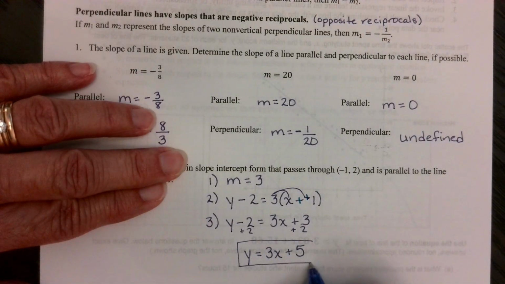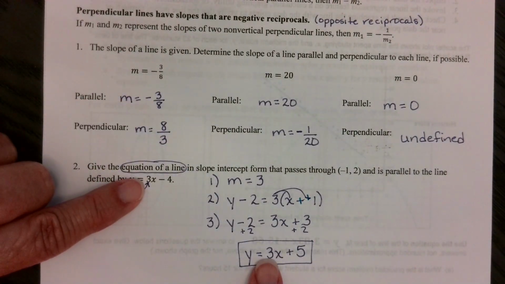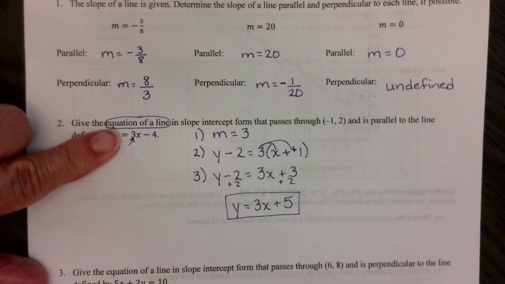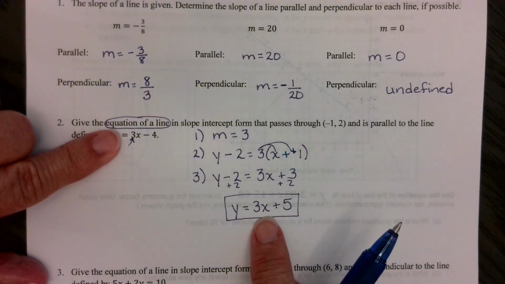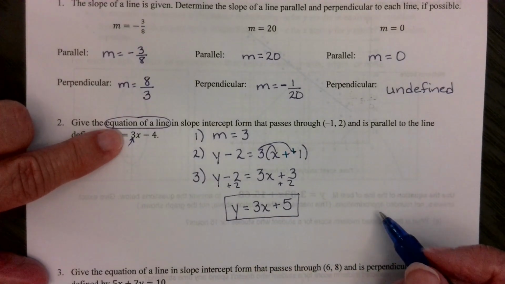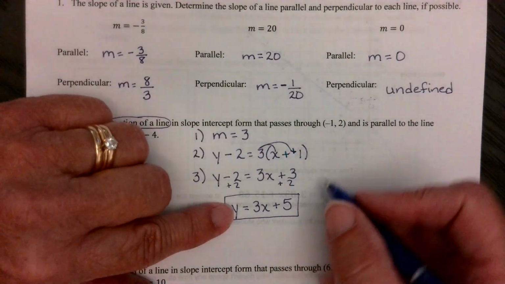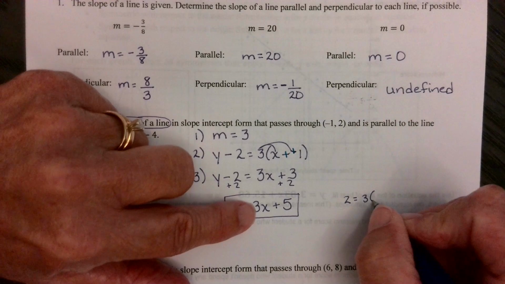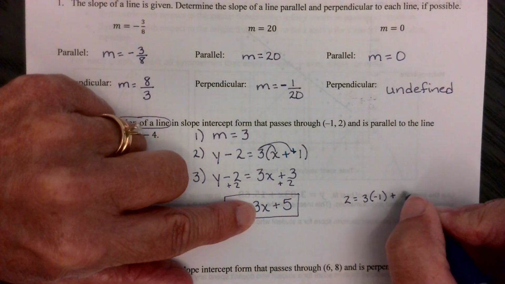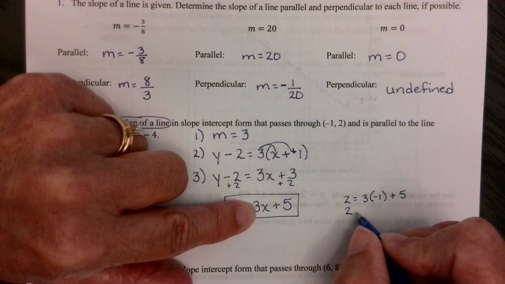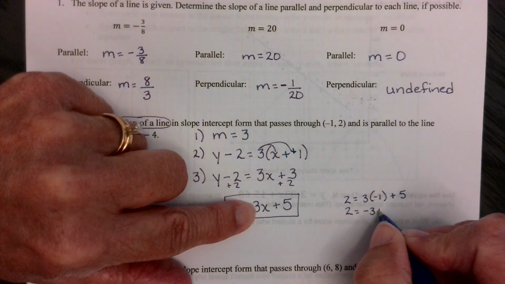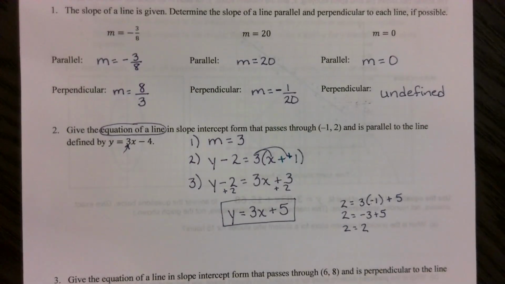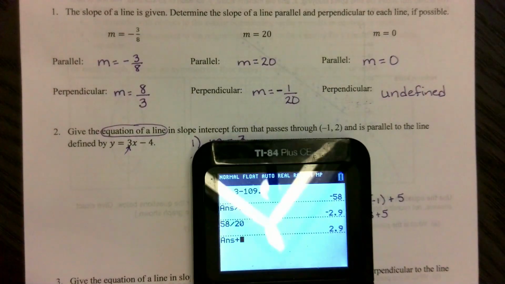Now, do these have the same slope? Yes, so they're parallel. The only thing you need to make sure of is, is this point on this line? Well, you can do this by hand. You can say 2 equals 3 times -1 plus 5 and see if the left equals the right. So I get -3 plus 5, so I get 2 is equal to 2. The other way you can do it is, yes, you can check it on your calculator.